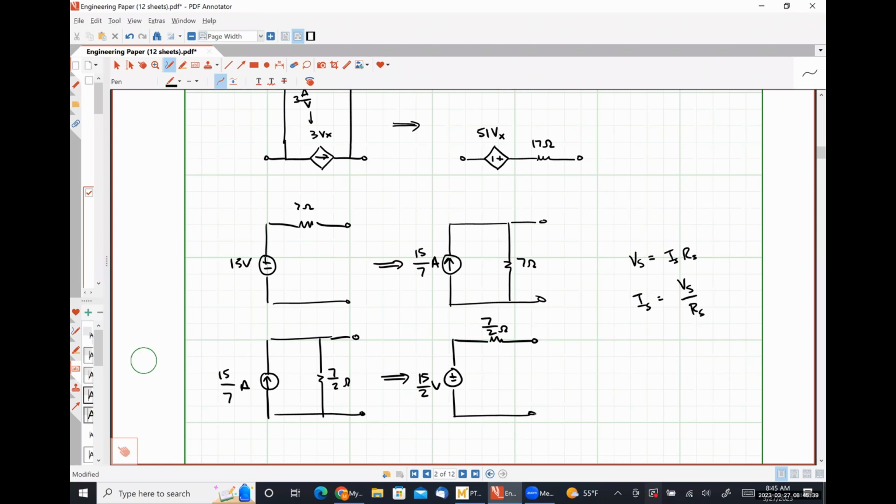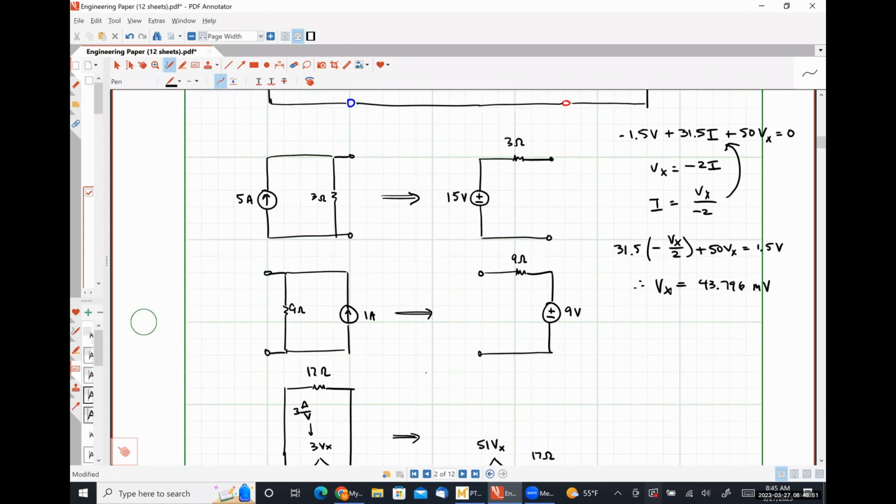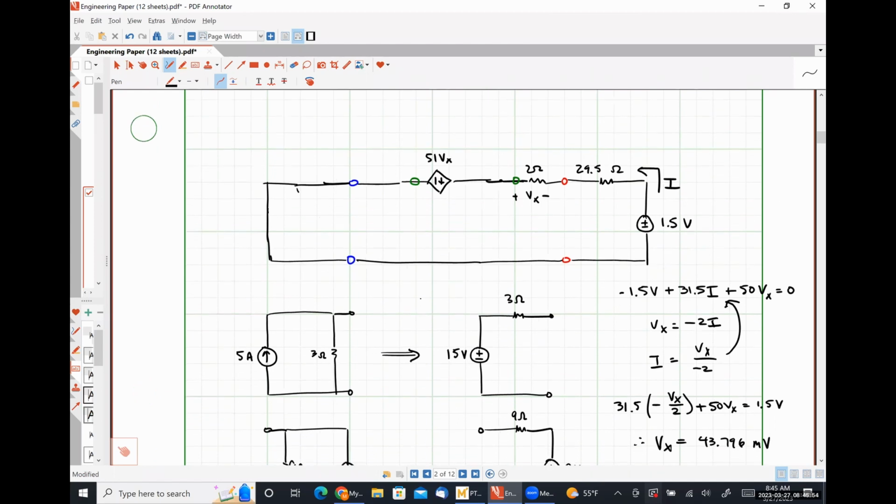All right, so this was a bit, yes. You're right. No, that is absolutely a mistake. It should have been 29.5 I plus 50 Vx. Thank you. Brain isn't working today. I did, but I added the 2 and then I also subtracted a Vx, and it can't be both. It should only be one or the other.